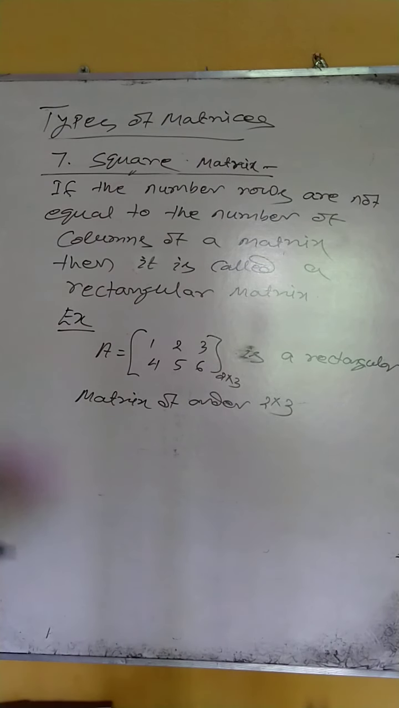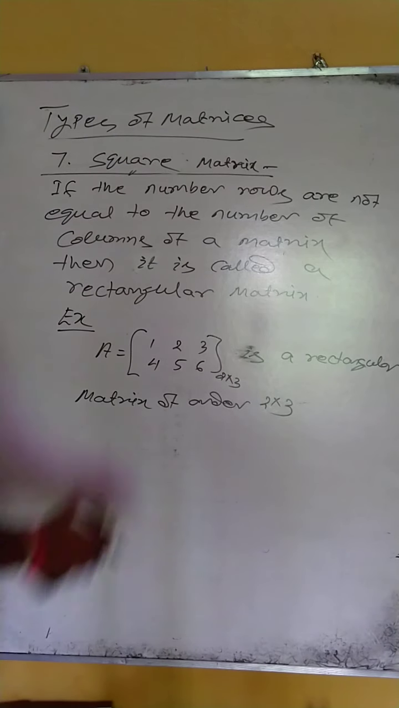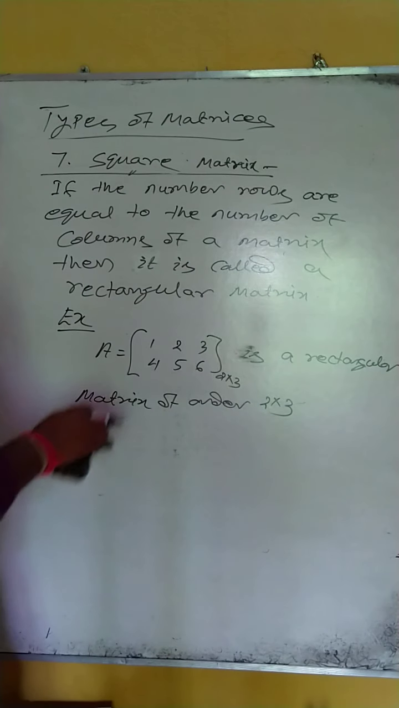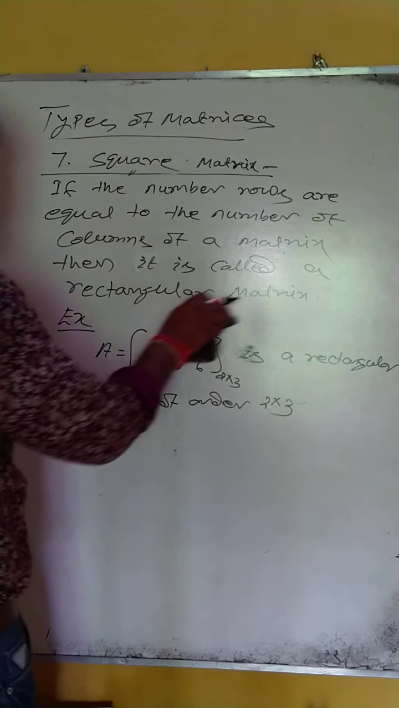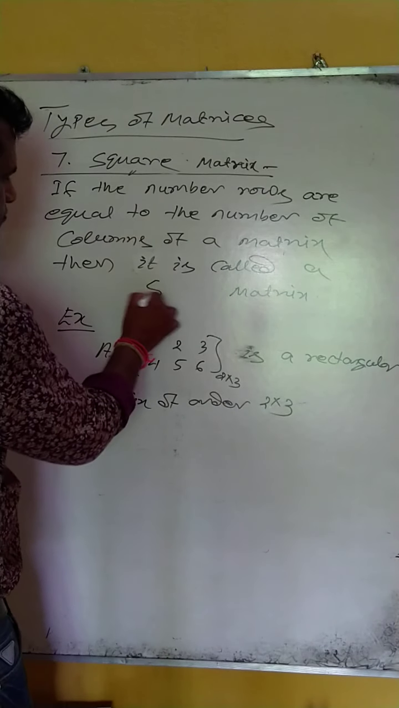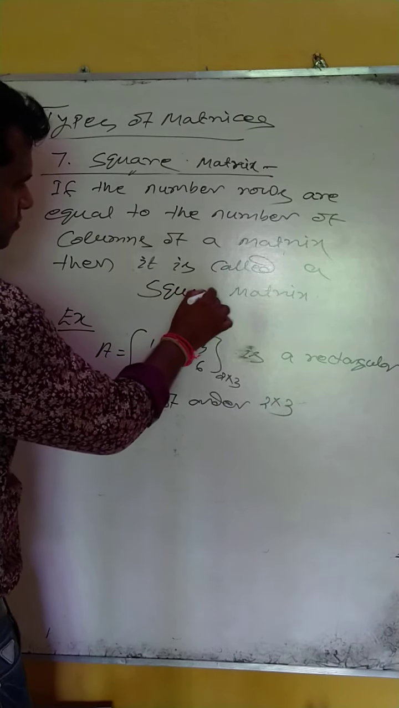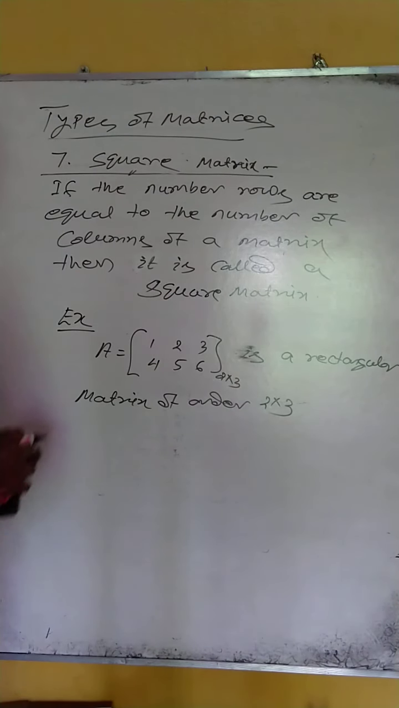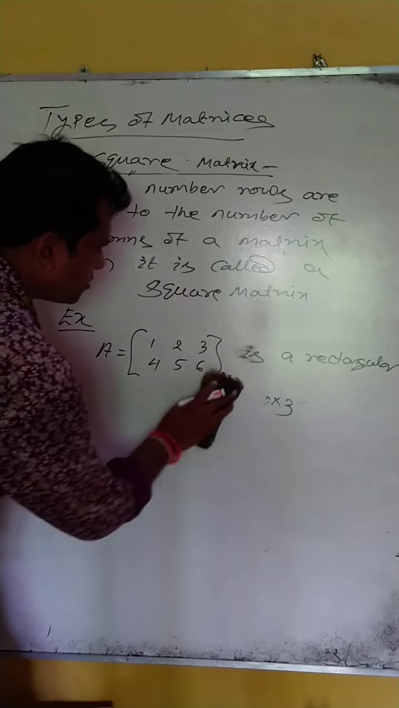Square matrix. If the number of rows is equal to the number of columns of a matrix, then it is called a square matrix.